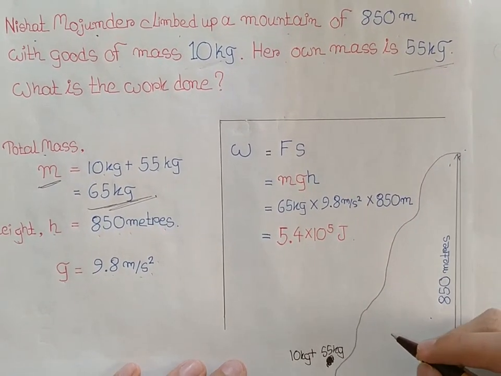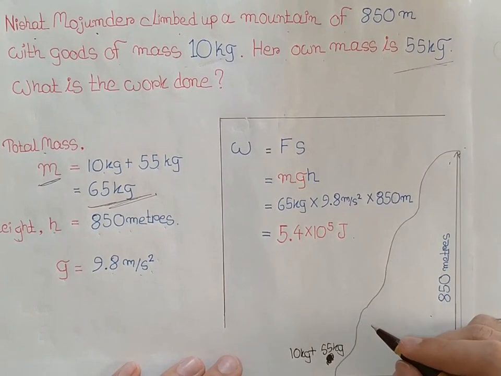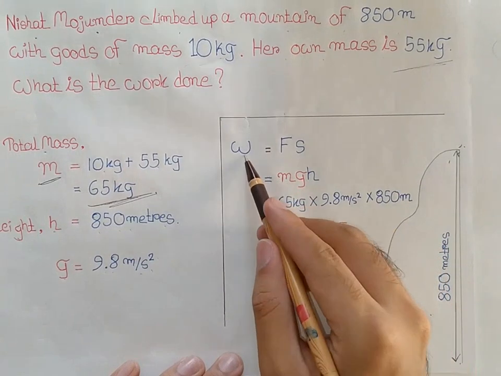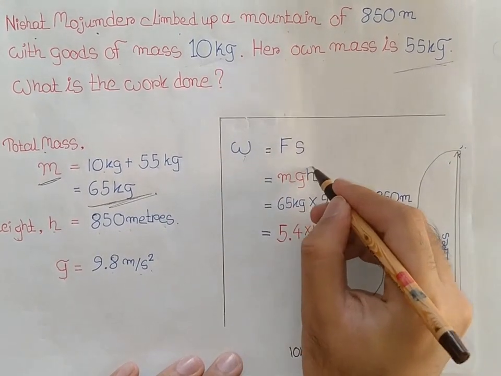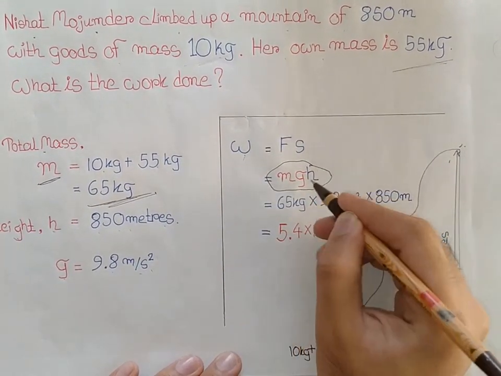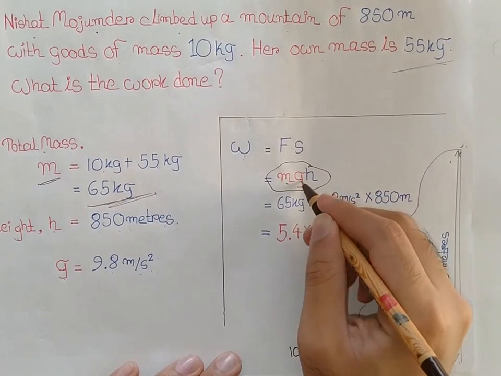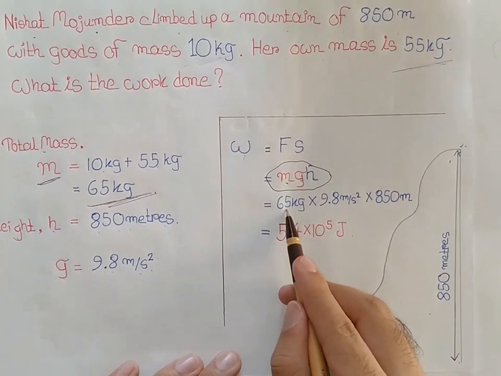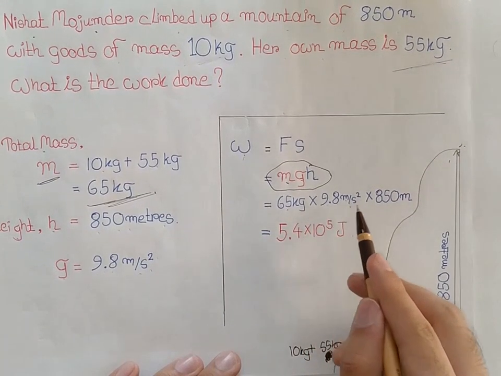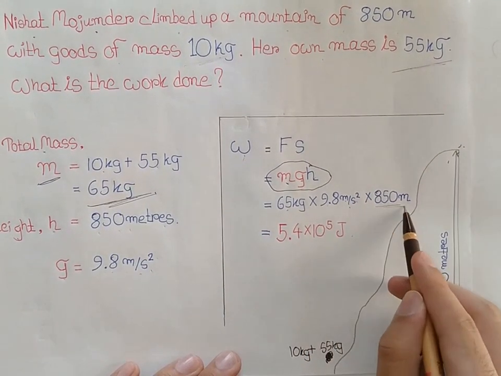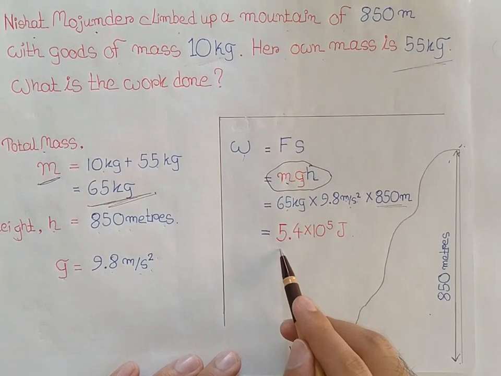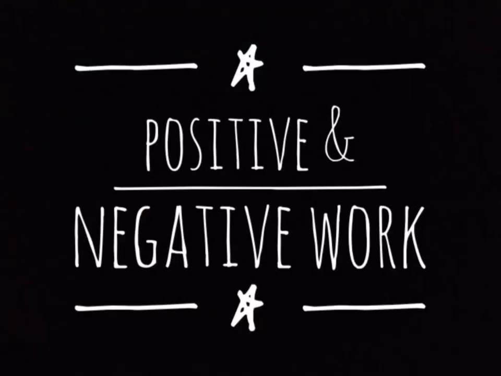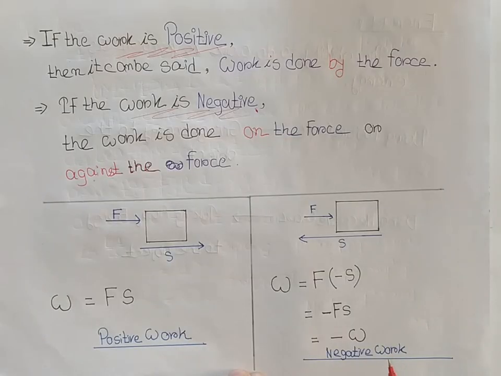While doing a math related to finding the work done by a person climbing up a hill, we need to use this formula. Work equals to mgh. Mass into acceleration due to gravity into height of the hill. 65 kg, 9.8 meter per second square and 850 meter, which brings a result of 5.4 into 10 to the power 5 joule.